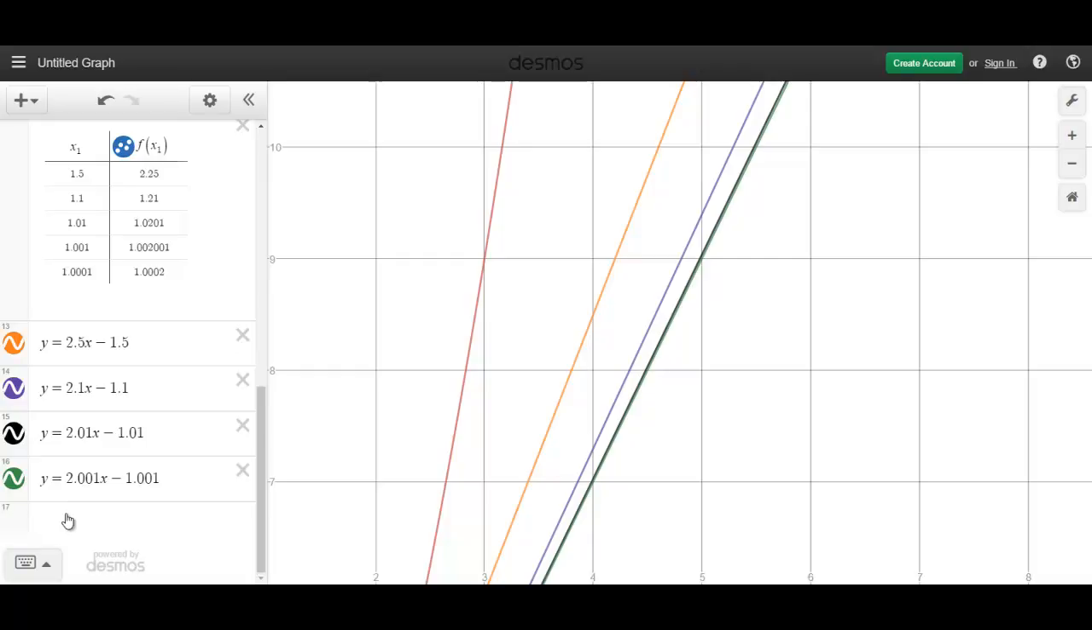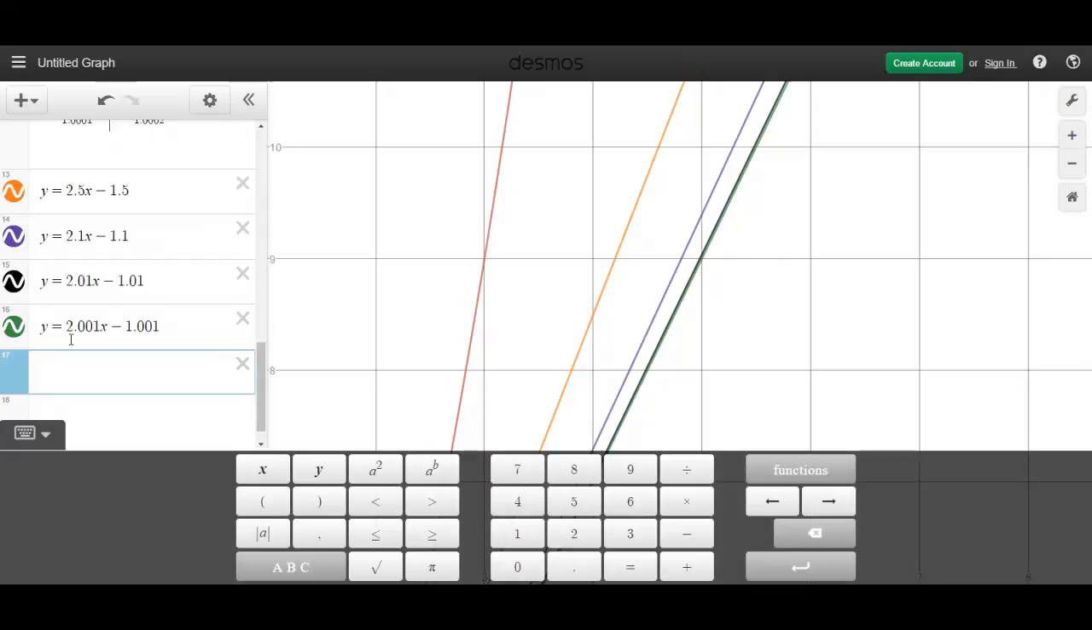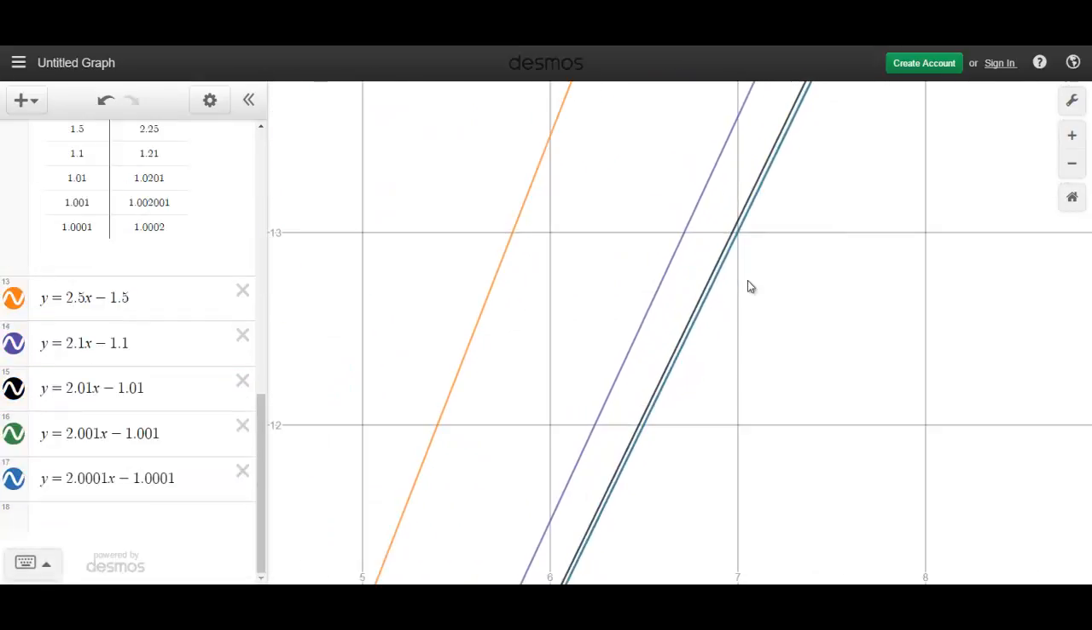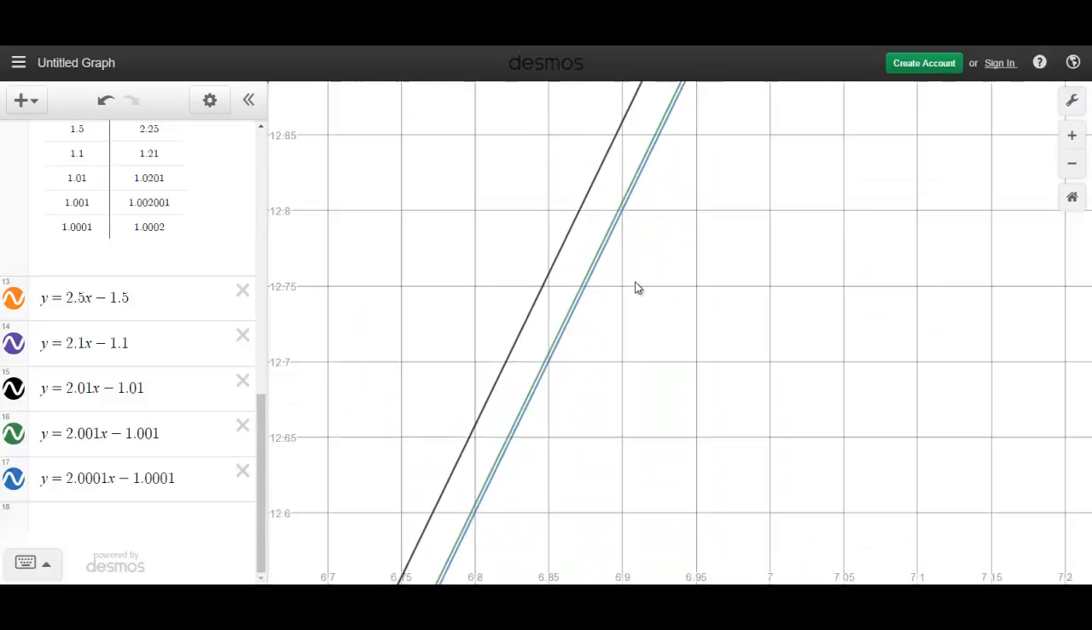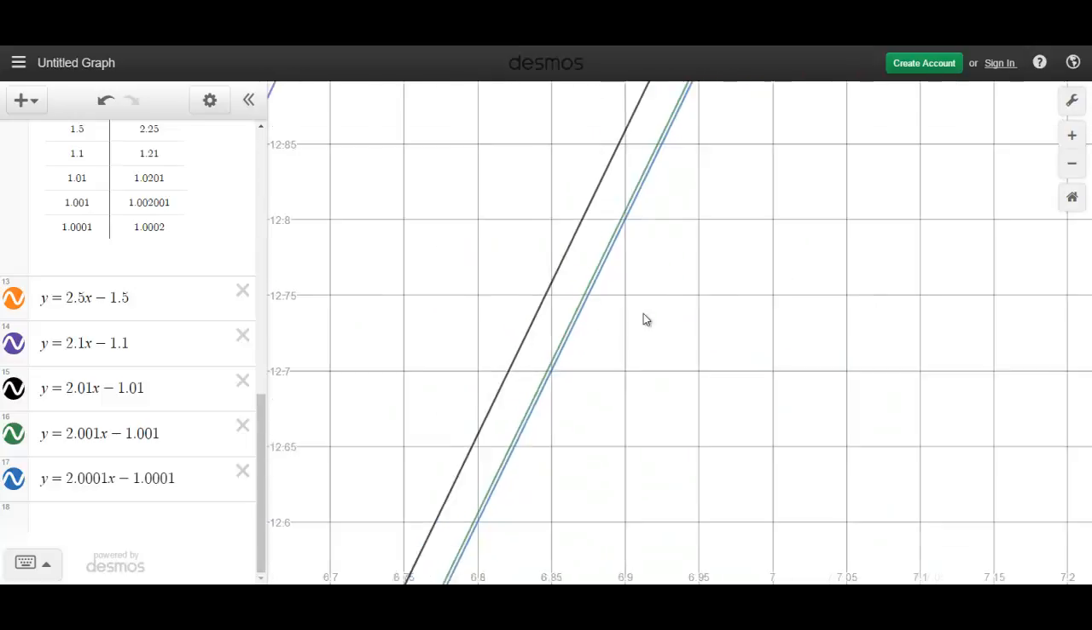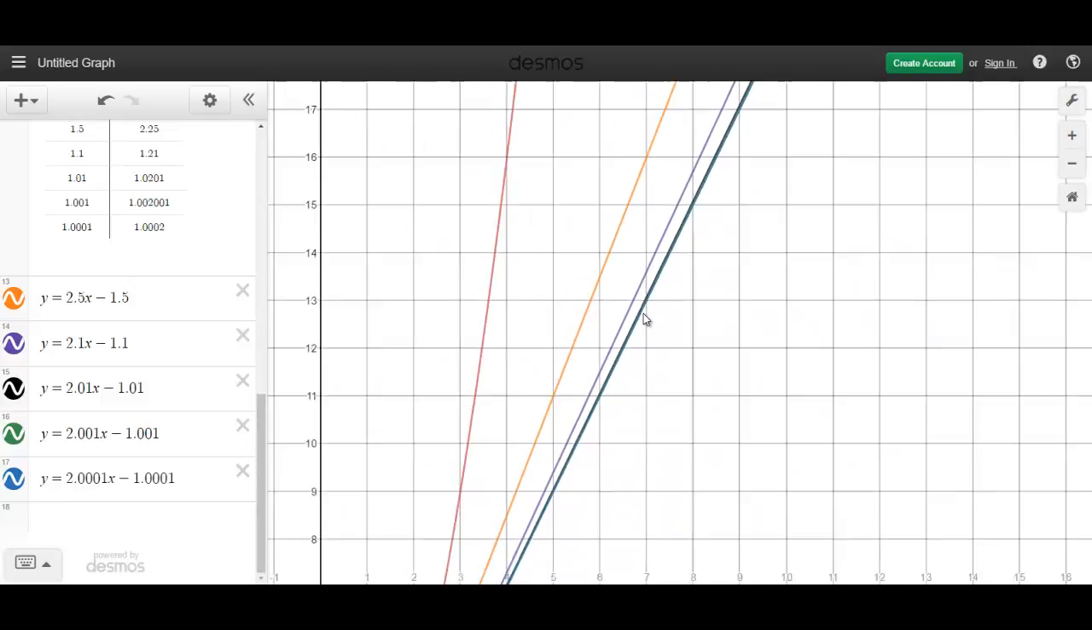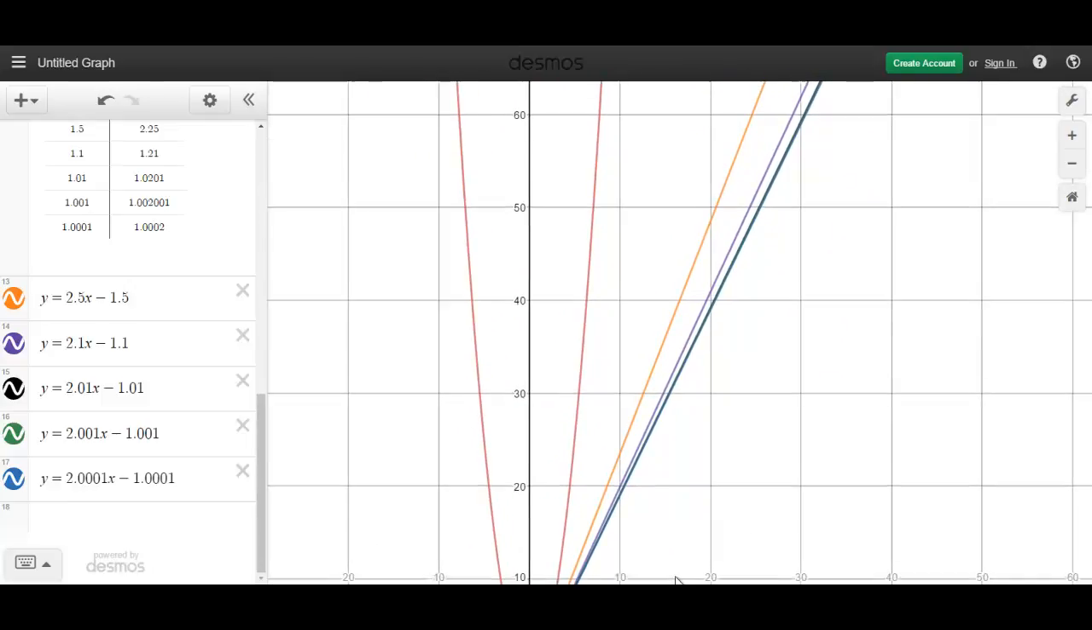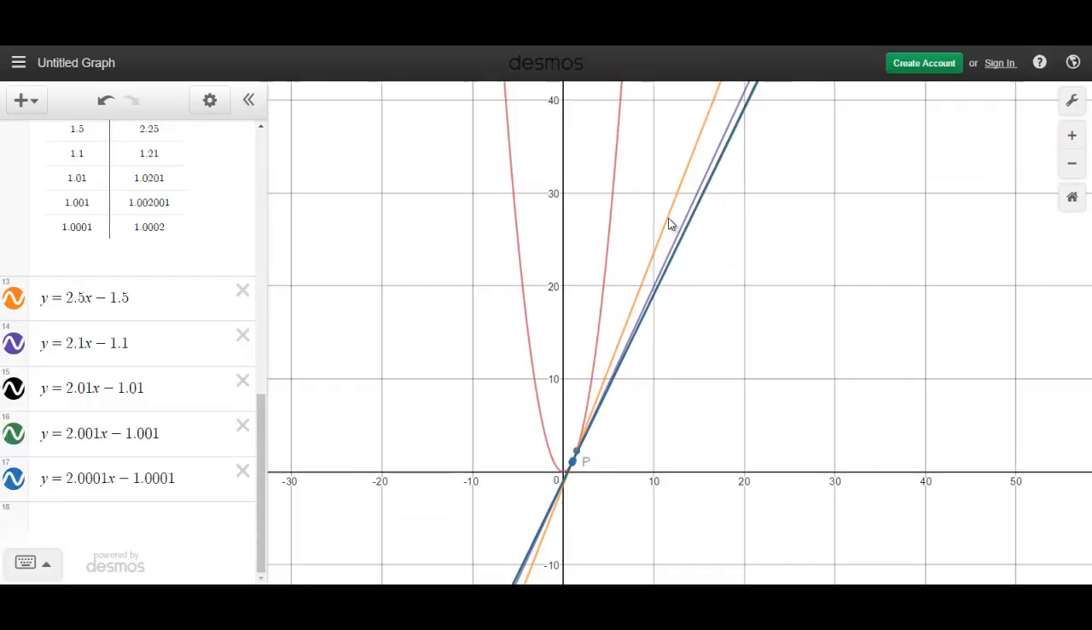The last one was P comma Q5, which were these 2 points. The equation of that line is y equals 2.0001x minus 1.0001. Notice how the blue line, the green line, and the black line are nearly identical. If you zoom out, you can't even tell there are extra lines there. They're just kind of jumbled up on top of each other. But notice here the trend in the slopes.